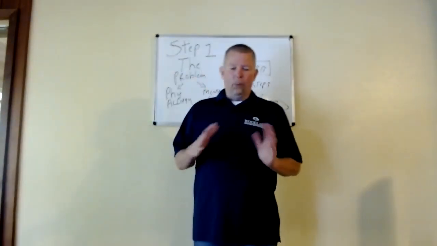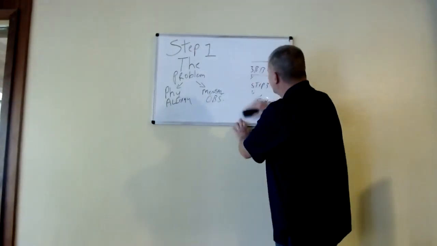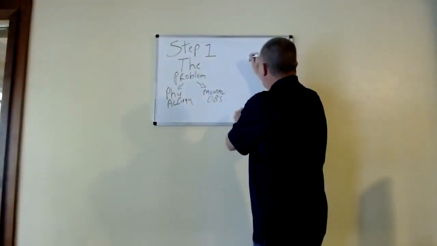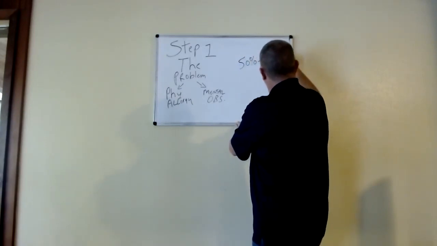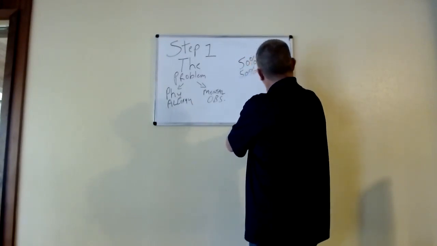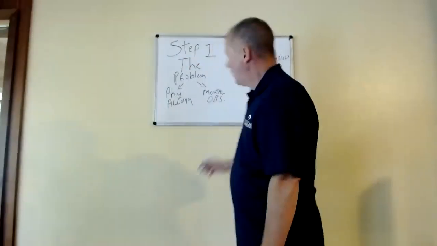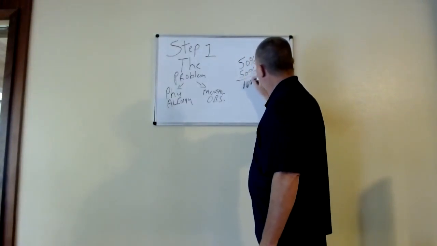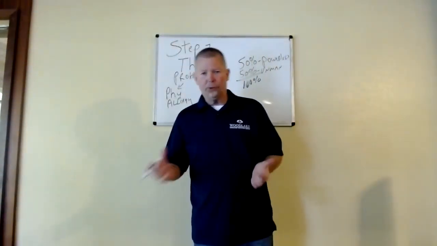If you look at step one, step one is actually broken down into two parts. The first part of step one, the first 50%, deals with being powerless. And the second 50% deals with your life being unmanageable. And if you take all of step one, you take step one 100%. Now, step one is the only step we all have to take the same. And it has to be taken 100%.